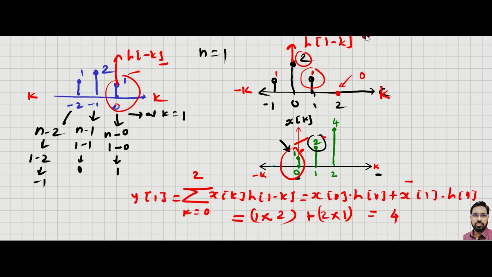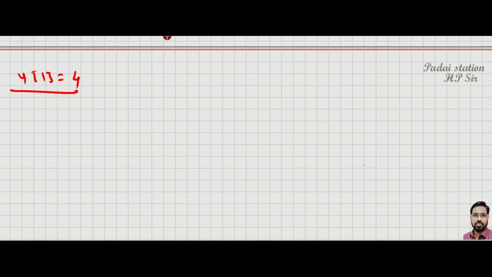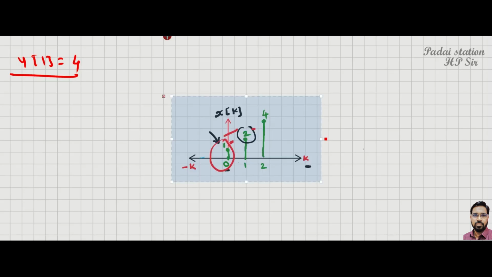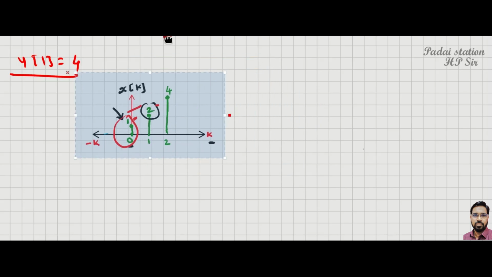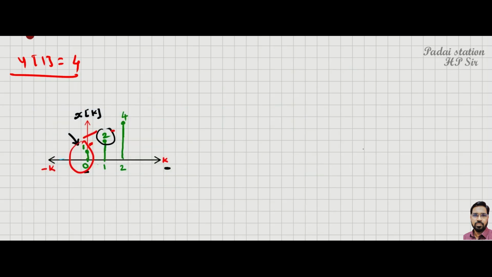I am taking x of k, और h of n minus k को शिफ्ट करेंगे, एंड उसके नीचे हम स्केच करेंगे h of 2 minus k. So this is our x of k which is fixed. और हमारा जो नेक्स्ट शिफ्टिंग है फॉर n इक्वल टू 2, फॉर n इक्वल टू 2 क्या होगा? As I told you before, h of n minus k will shift.